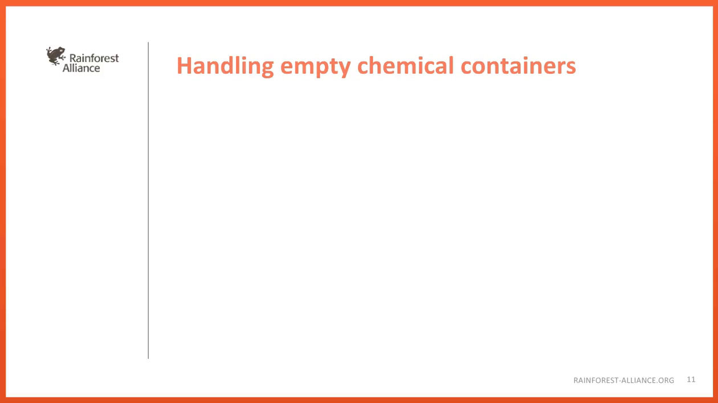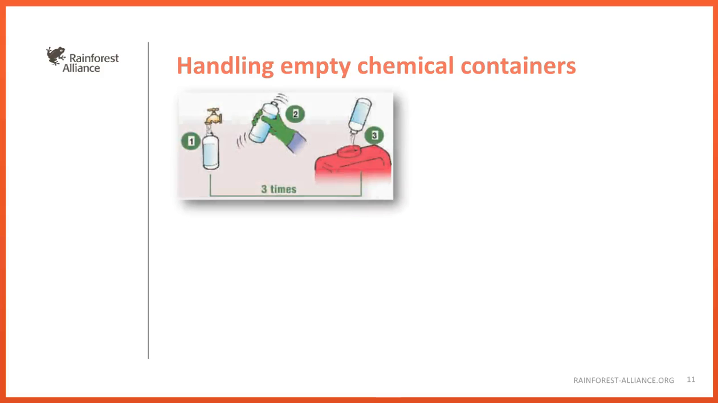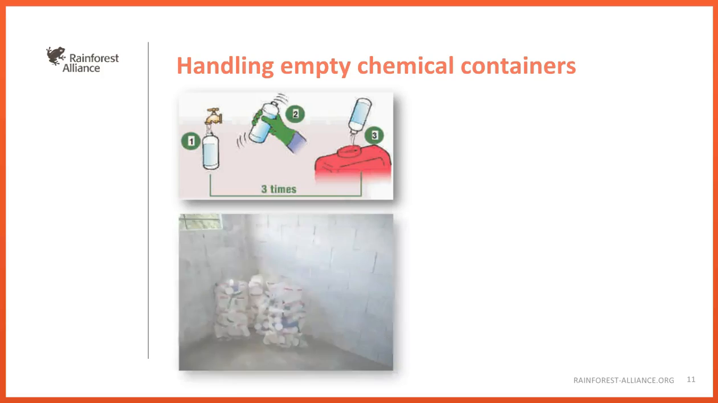Empty chemical containers need special handling. They should not be mixed with other plastic waste and should never be reused for other purposes. Once a chemical bottle is empty, it should be washed 3 times. Then, the empty container should be kept in a chemical storage area.